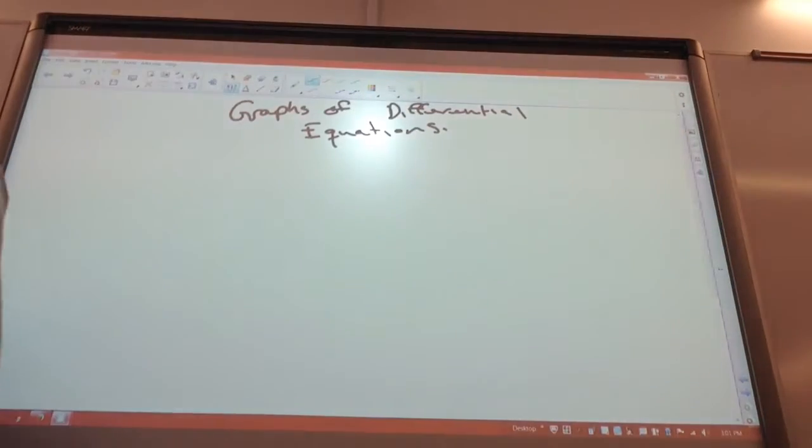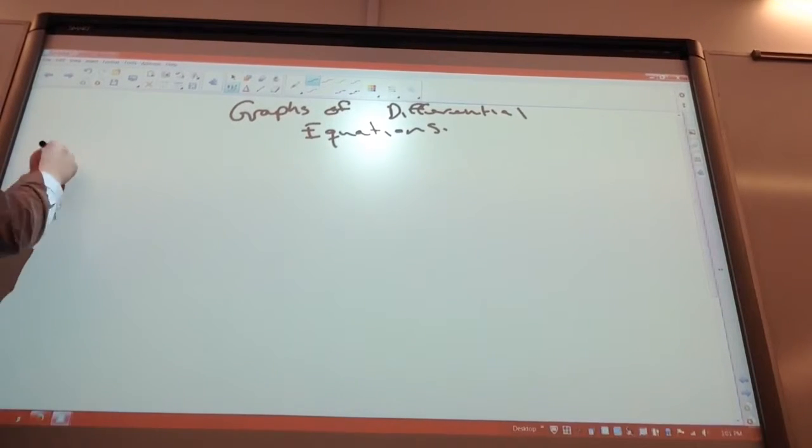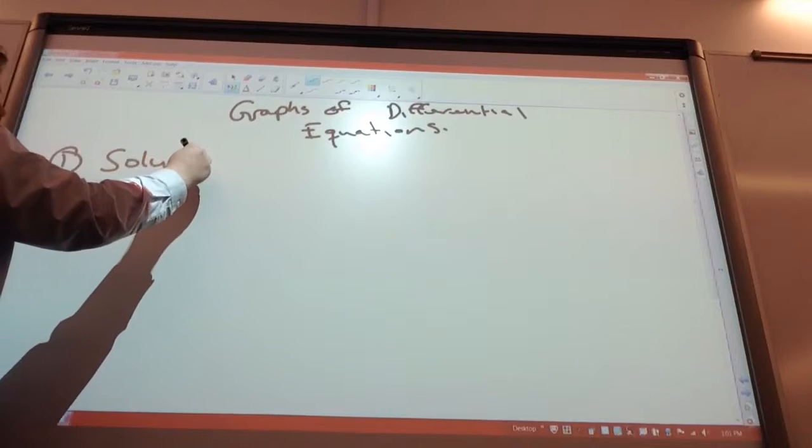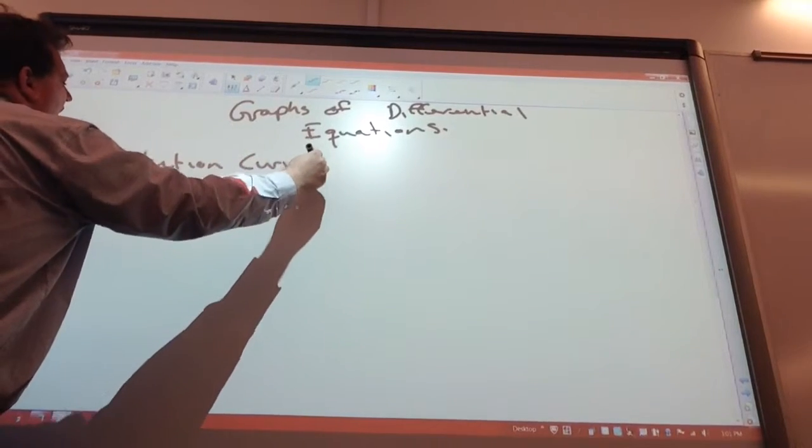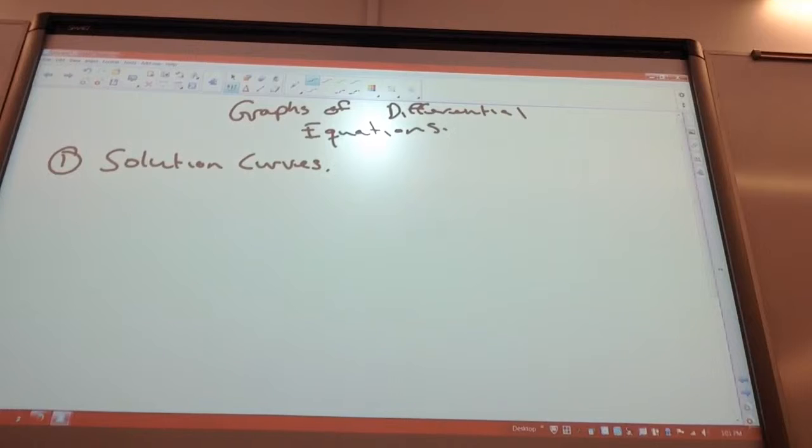All right. There are two types of graphs that we're going to look at here. The first type we're going to look at is what's called solution curves. Okay? Now, solution curves is when you graph the solution to the differential equation. So we're basically just graphing a regular function. However, you're graphing all the different types of solutions you have.